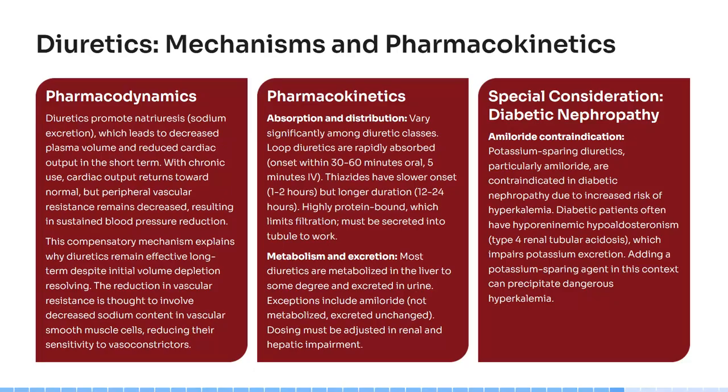So there is some special consideration for diabetic nephropathy. Amiloride contraindication: potassium-sparing diuretics, particularly amiloride, are contraindicated in diabetic nephropathy due to increased risk of hyperkalemia. And diabetic patients often have hyporeninemic hypoaldosteronism, and that impairs potassium excretion. So we have to be very careful.